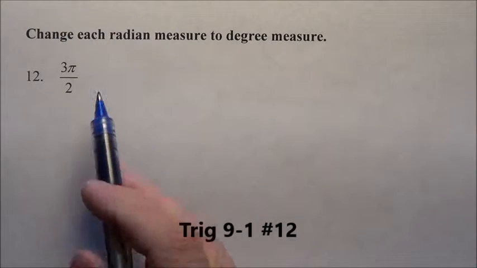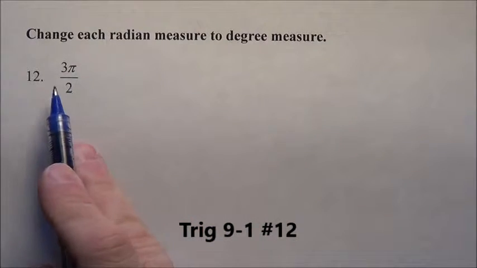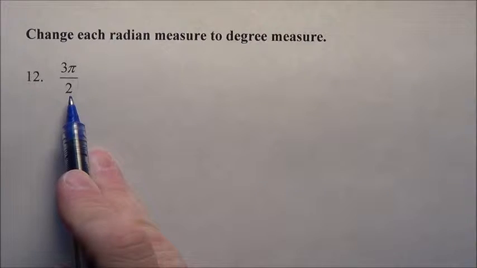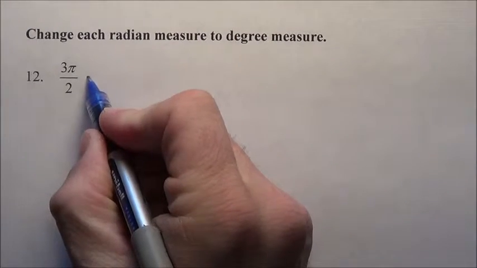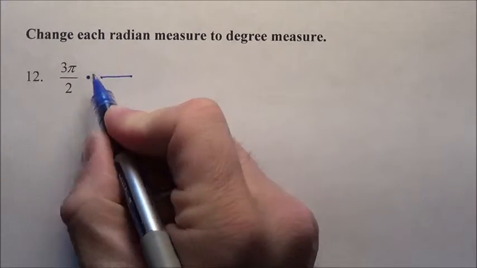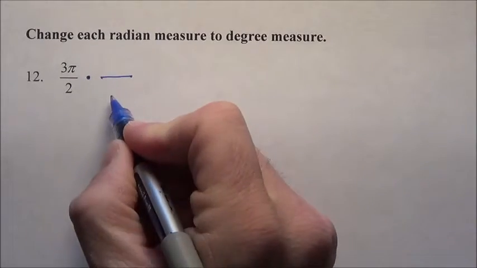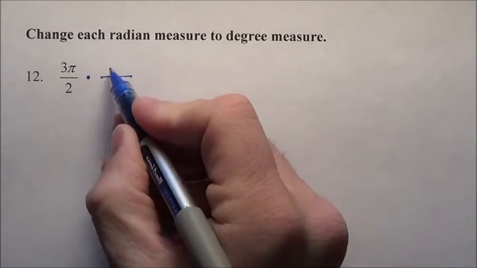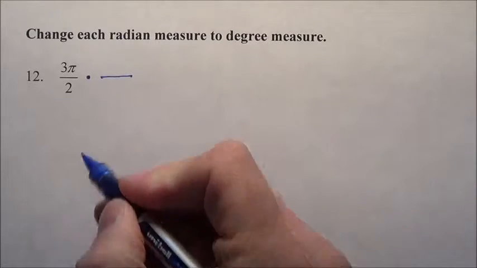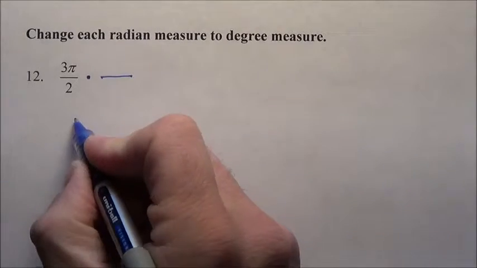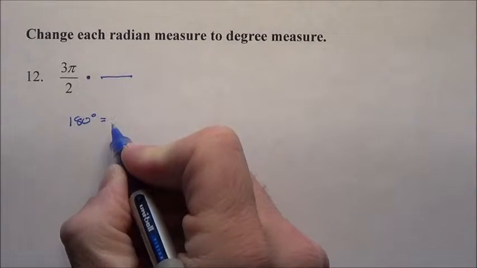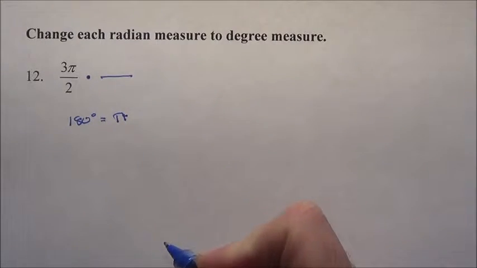Number 12 says change each radian measure to degree measure. So number 12 has 3 pi over 2. To change it to degrees, I've got to get rid of that pi right there. So I've got to think, what fraction is equivalent with degrees and radians? Well, we know 180 degrees is the same as pi radians.